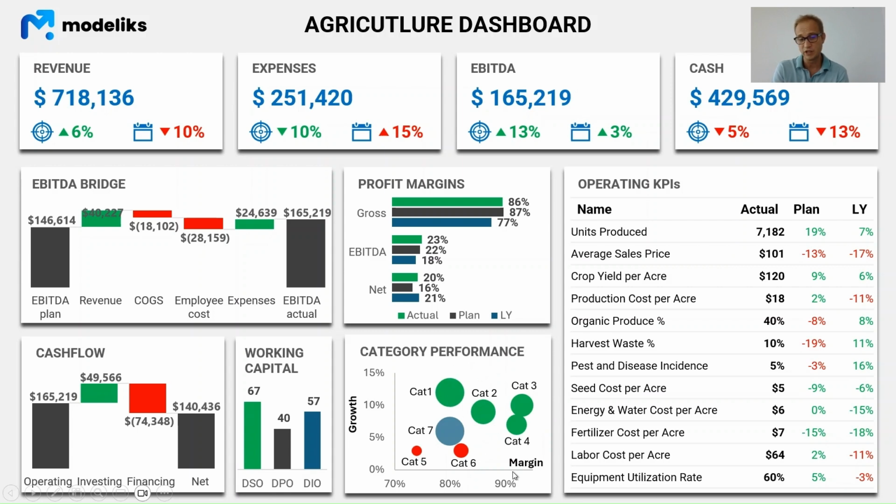Actually, they have high margin, high growth, and high volume in terms of revenue, and which product categories are not performing so well, and maybe we want to consider changing these product categories with another product, because the land that we have for production is limited.